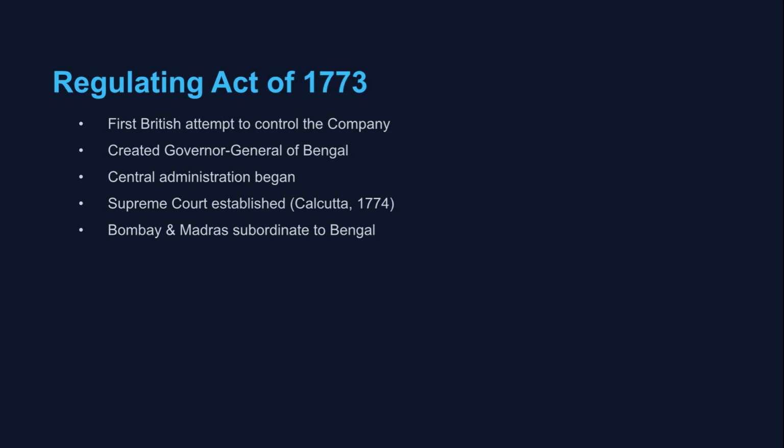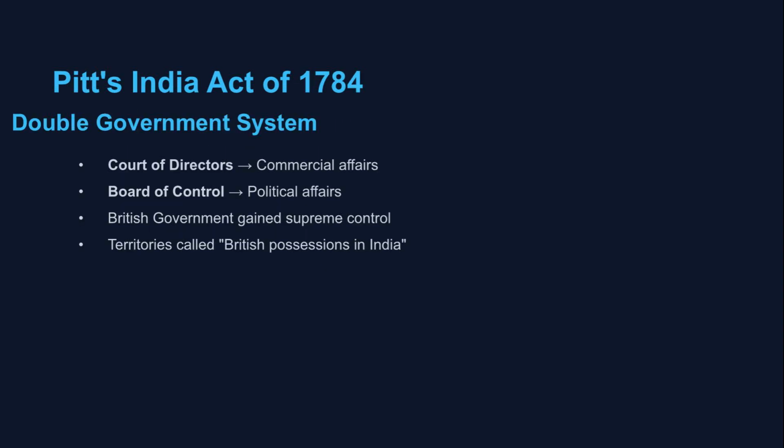The Act also made the governors of Bombay and Madras subordinate to the Governor-General of Bengal, ending their earlier independence. Additionally, it prohibited company servants from engaging in private trade or accepting bribes, an early attempt at ethical governance. The Pitt's India Act of 1784 refined and improved upon the Regulating Act.